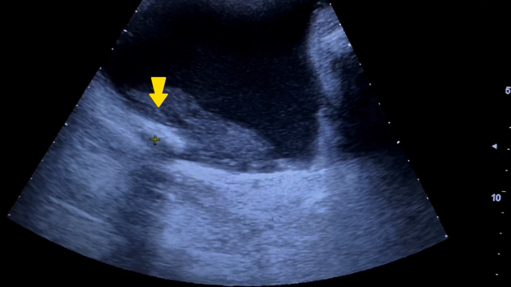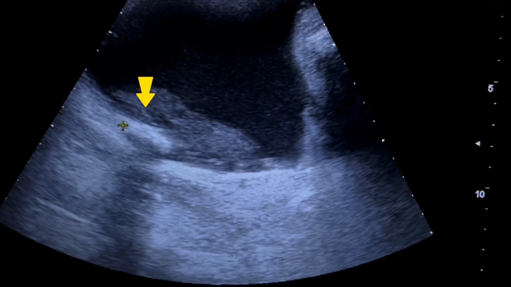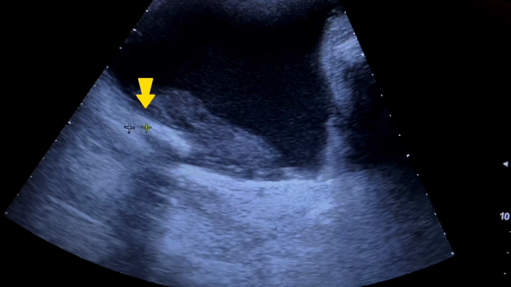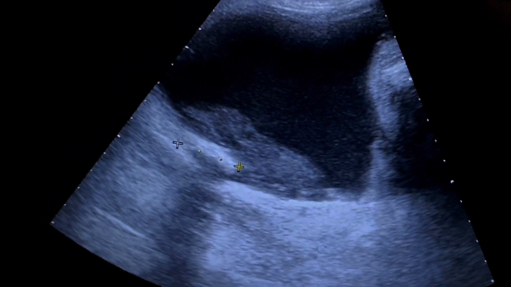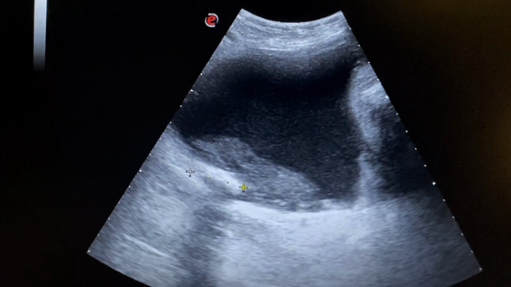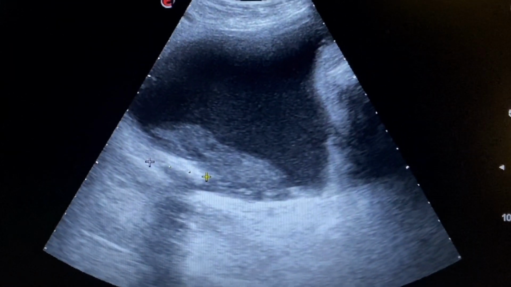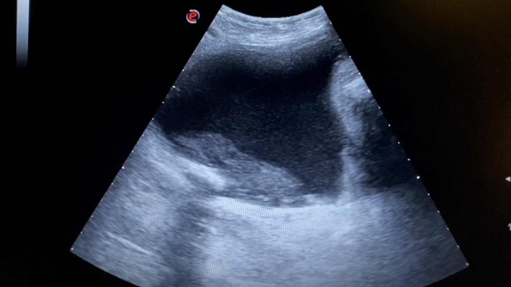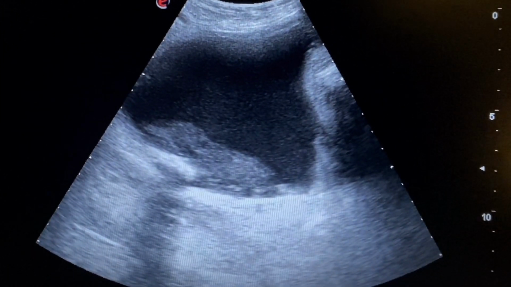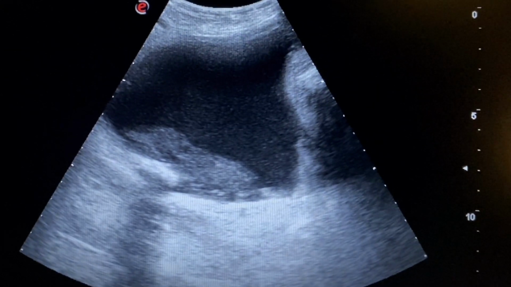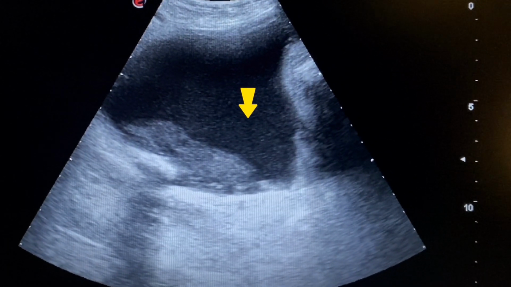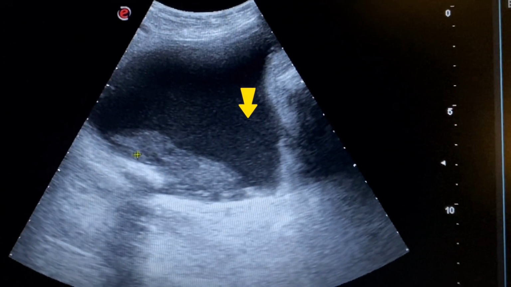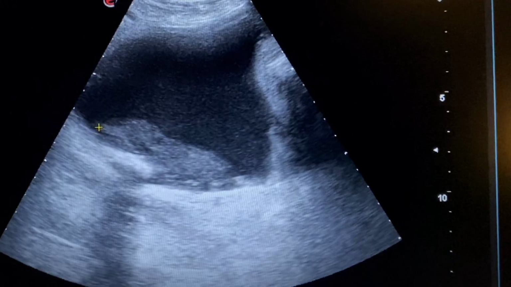Now we start measuring this stone. The size of the stone is 2.9 centimeter or 29 millimeter. Here we also see echogenic debris in the bladder, which is basically blood contents.